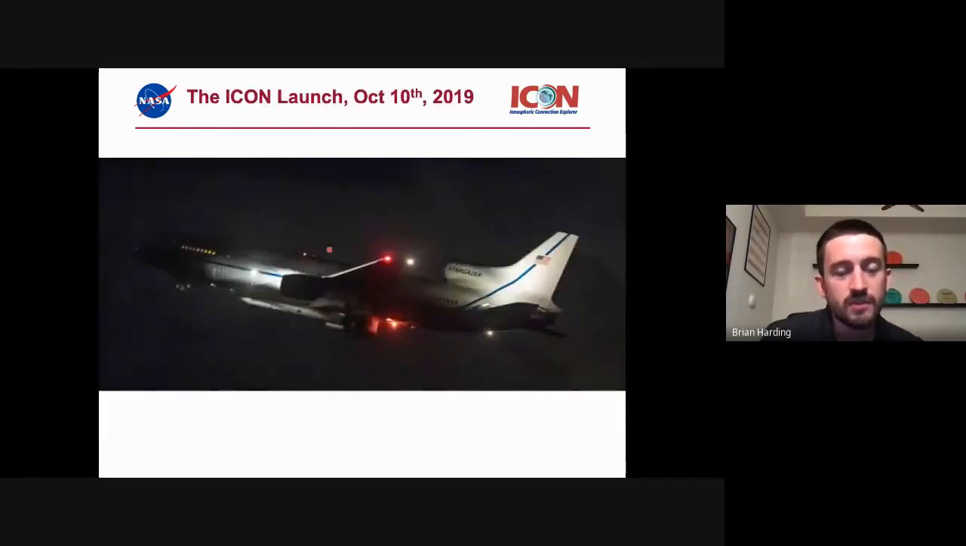So it feels like it just happened, but it was really almost a year ago that ICON launched, October 10th, 2019. It was a Pegasus launch. If you don't know about Pegasus, ICON is here just in the tip of this rocket. The L-1011 aircraft goes up to cruising altitude and drops the rocket, which then launches. And it inserted us into a nearly circular orbit at about 600 kilometers altitude, and right at the inclination that we expected, 27 degrees.